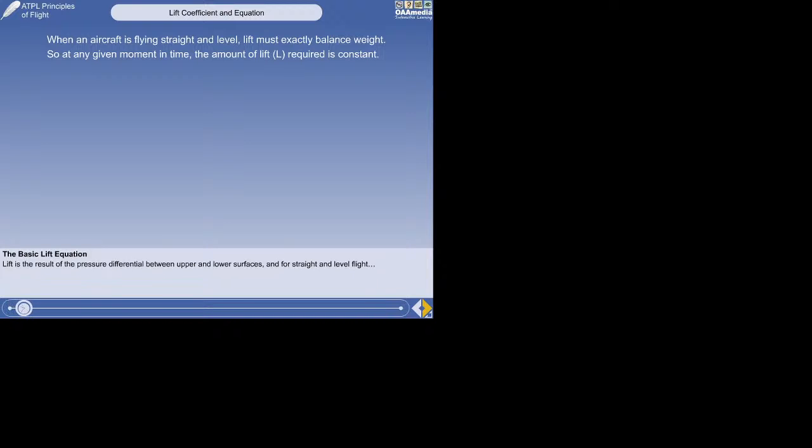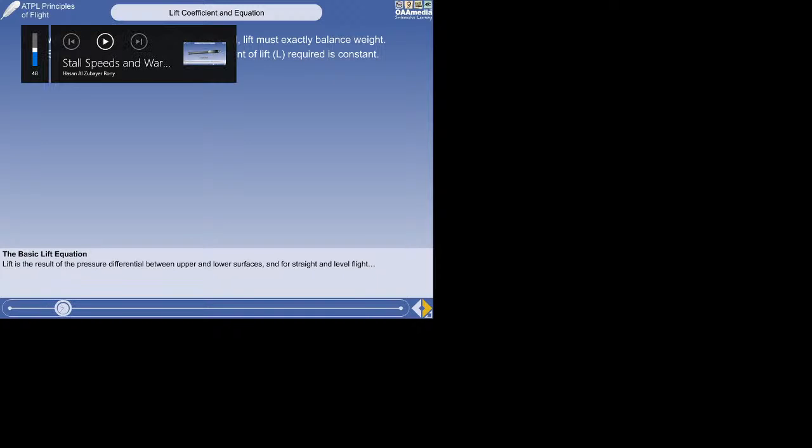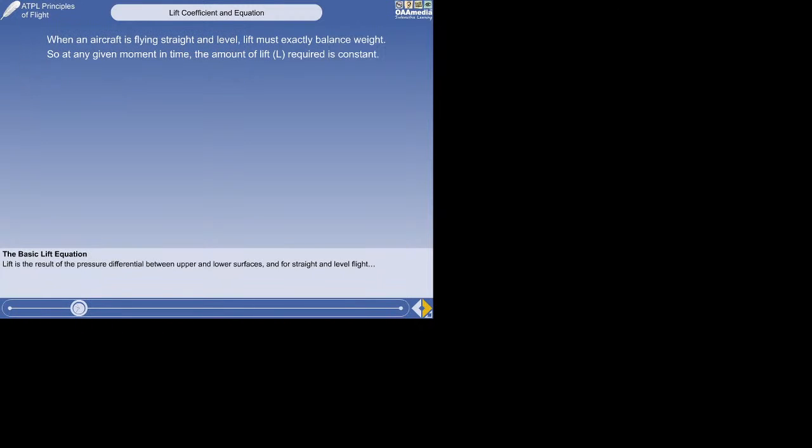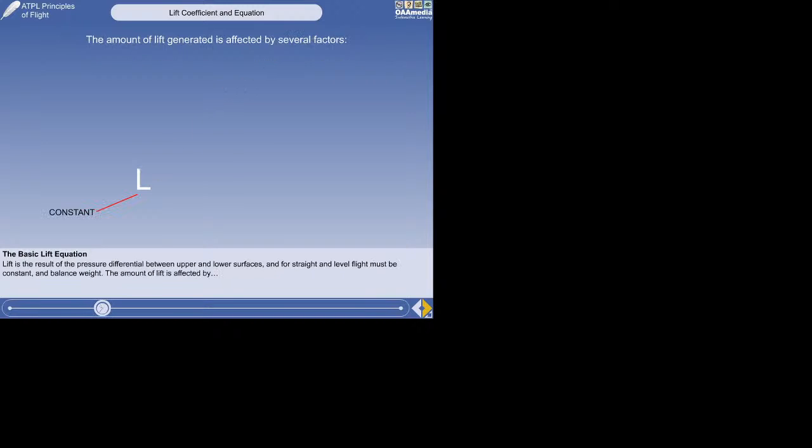Lift is defined as the net force generated normal to, or at right angles to, the relative airflow or flight path of the aircraft. The aerodynamic force of lift is the result of the pressure differential between the upper and lower surfaces of the wing, and for an aircraft to fly straight and level, lift must be constant and balance weight exactly. Several factors will affect the amount of lift generated.